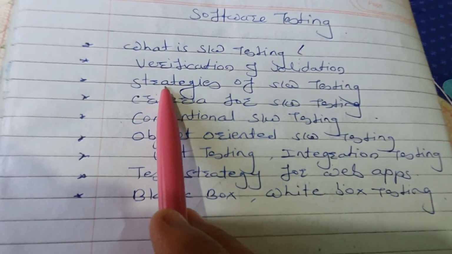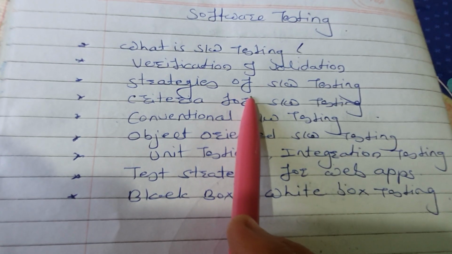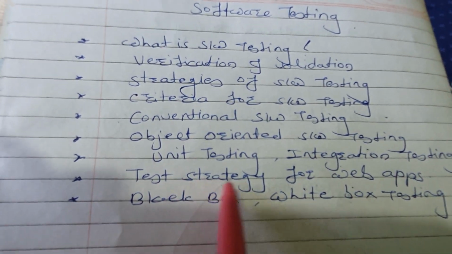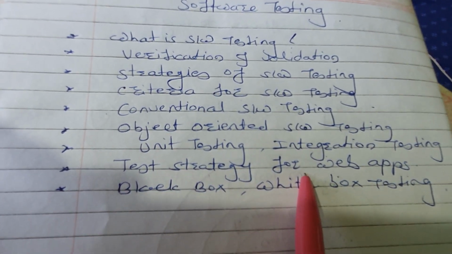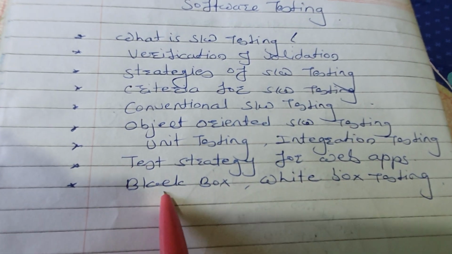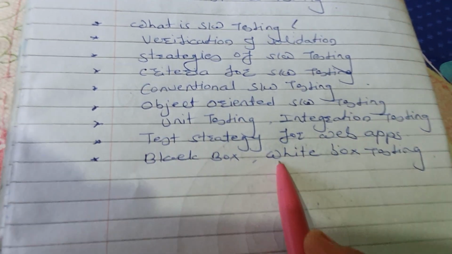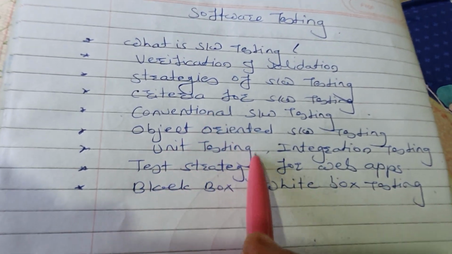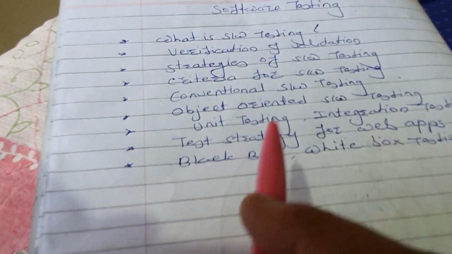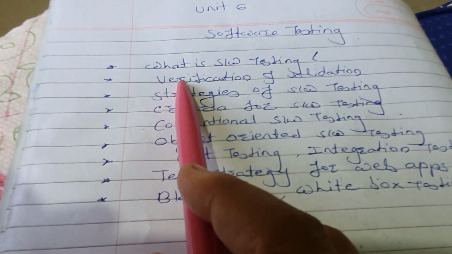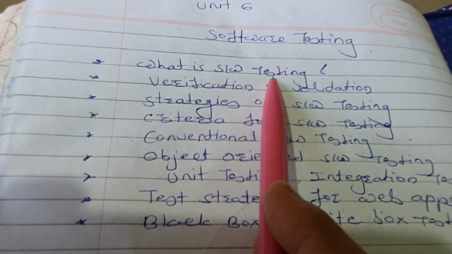There is one question on strategy for software testing, and a second question on strategy for web application. The next one is what is white box testing and black box testing. Okay, these are the outlines of your sixth unit. So we will start from the first point, what is exactly software testing.